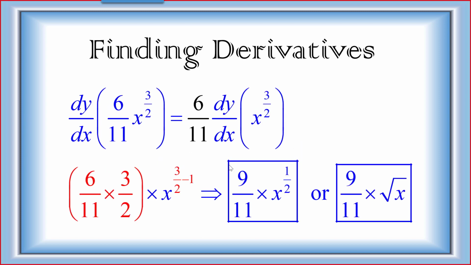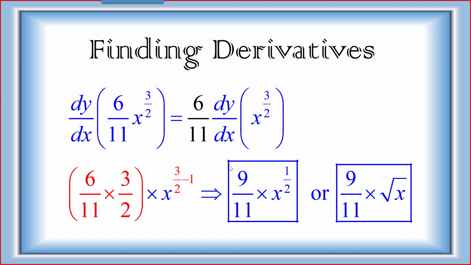So another example, 6 over 11 is a coefficient, times x to the power of 3 over 2. So I have taken that out in the first step. So in effect, what I'm doing is I'm finding the derivative of x to the power of 3 over 2, and if I can find that and multiply it by 6 over 11, that will give me the final derivative. So 3 over 2 is the power. I bring that in front. So 3 over 2 times x to the power of 3 over 2, which is my original power, minus 1. And that should give me x to the power of half.